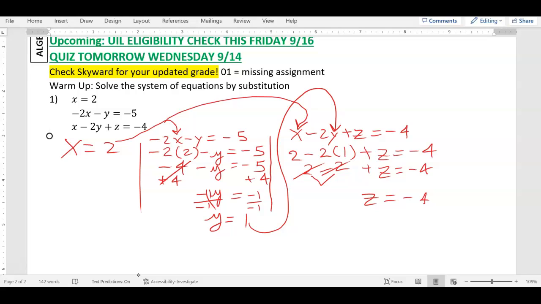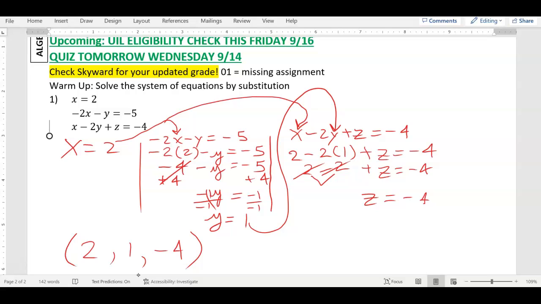Please make sure you put it in alphabetical order. So x first, what is it? 2. What's y? 1. What's z? Negative 4. In this case, they were in order from left to right, but please be careful, okay? Make sure you put x, y, z. You'll see that on your review today. If you don't get to the review and you know what you're doing, don't sweat it. But it would be important to do this review because it's just like the quiz tomorrow. I just switched up some numbers.